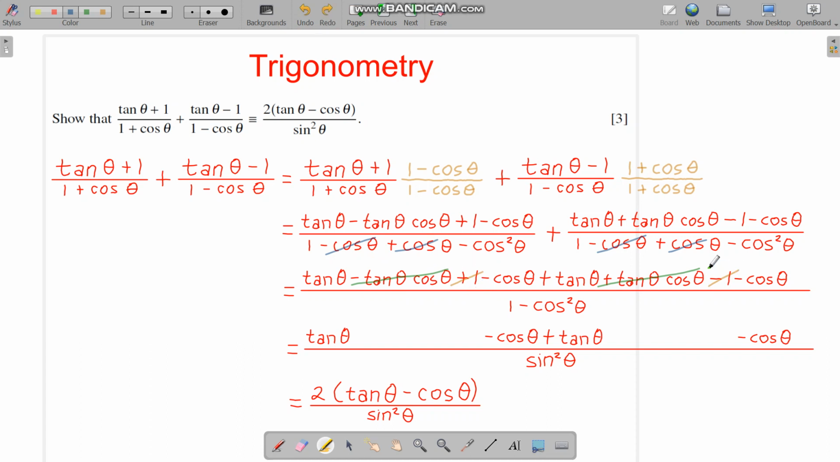So we only have tangent minus cos, tangent minus cos, which is the same as 2 times tangent minus cos, and 1 minus cos squared is sine squared using the Pythagorean. And from the left hand side we can get to the other side. This is how we prove trigonometric identities.